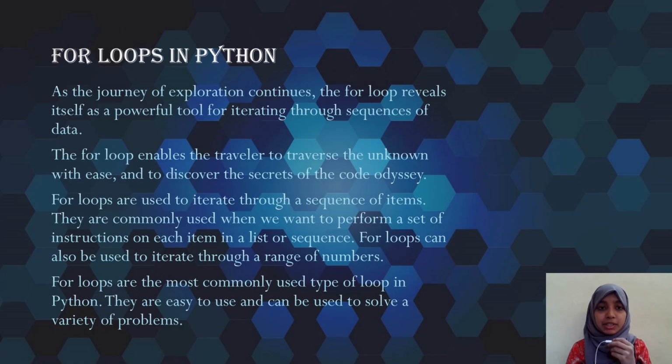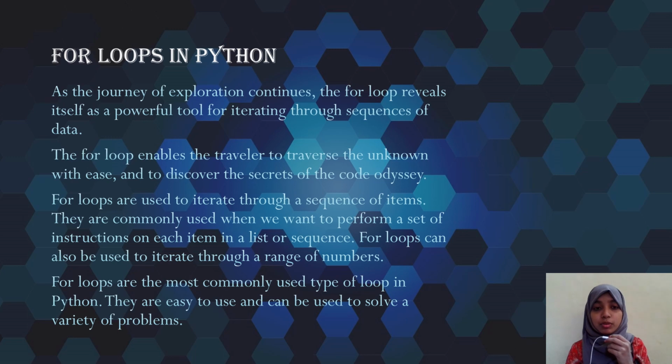we'll discuss for loops in Python briefly. As the journey of exploration continues, the for loop reveals itself as a powerful tool for iterating through sequences of data. The for loop enables the traveler to traverse the unknown with ease and to discover the secrets of the code at sea. For loops are used to iterate through a sequence of items and are commonly used when we want to perform a set of instructions on each item in a list or sequence. For loops can also be used to iterate through a range of numbers. For loops are the most commonly used type of loop in Python. They are easy to use and can be used to solve a variety of problems easily. So for loops are very important.